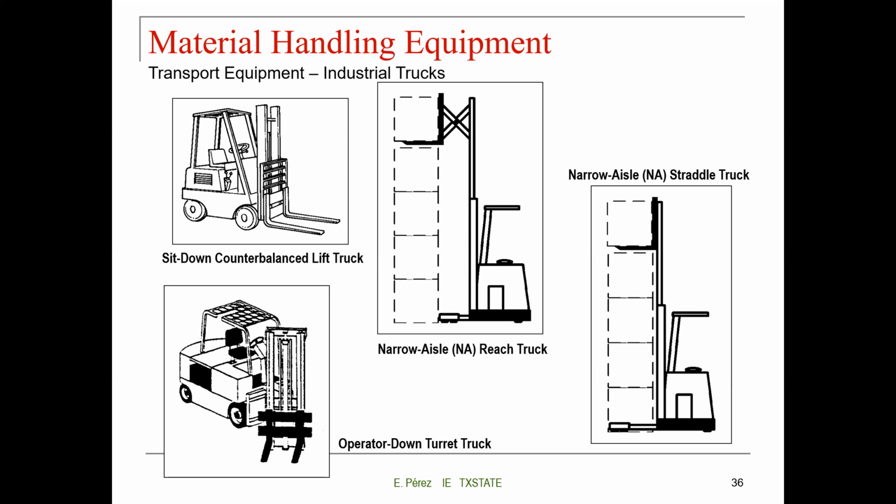Here's a sit-down counterbalance lift truck. Those are very common. And the narrow aisle reach truck, these are common in warehouses. And the operator down turret truck. So the idea is the same. You have those fingers and they can go under the pallets, and then you can lift and move around. You don't have a fixed path, so you have a vehicle that you can drive to a desired location.